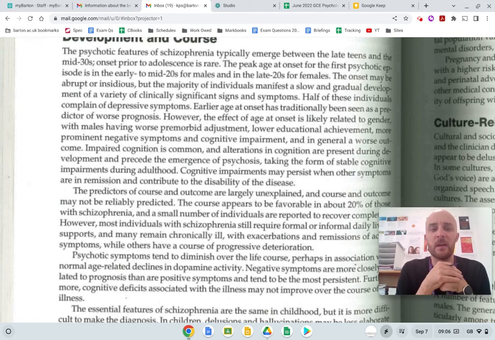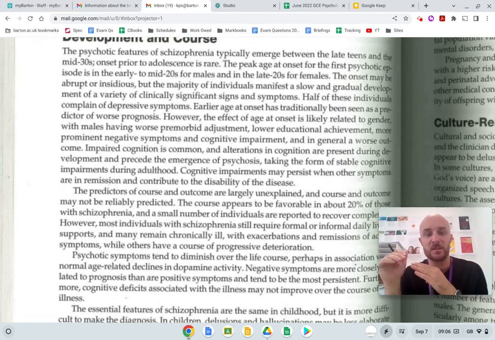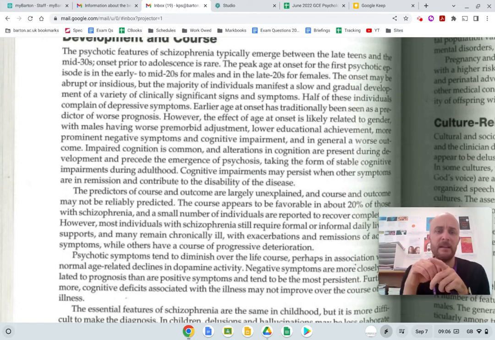The onset may be abrupt or gradual. So you could literally wake up with schizophrenia one day, having never shown any symptoms before, or it may be a slow build-up. It does tend to be a slow build-up from what I remember reading. There you go. The majority of individuals manifest a slow and gradual development. Abrupt is quite rare. Half of these individuals complain of depression as well.